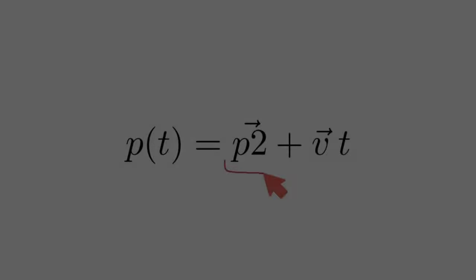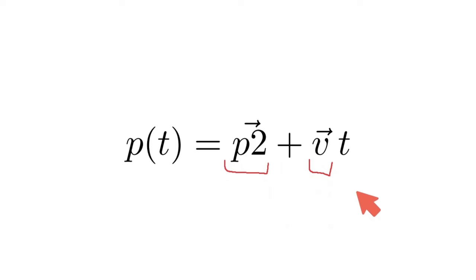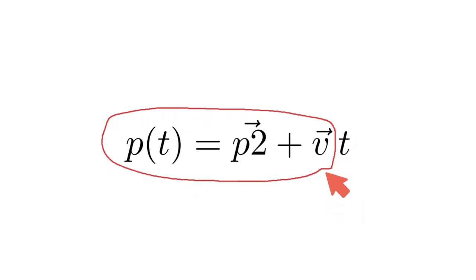P2 is our target's current position. V is our target's current velocity. T is time. So the position of our target at time T equals their current position plus their velocity times time. These are all vectors. If I'm being super pedantic, P of T and P2 are both positions, but in terms of our programming, they're all either vector 3s or vector 2s, depending on how many dimensions you're in. T is a scalar, or if you prefer, a float.